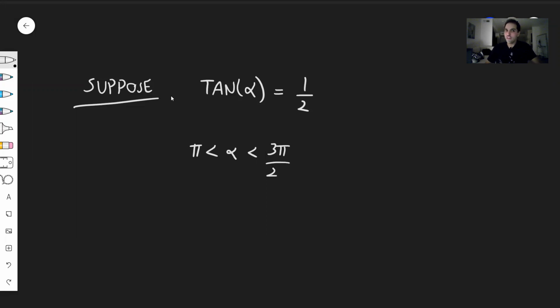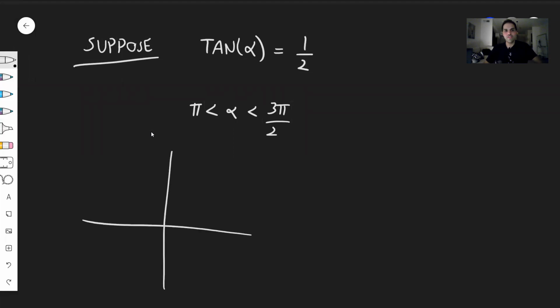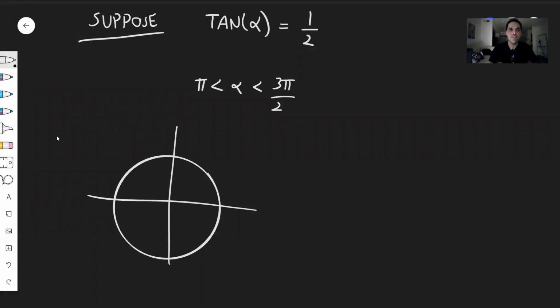Okay. Before we move on, let's draw a picture of this quadrant because it'll be very important in our problem. So again, if you have the unit circle, what this is saying is that the angle is between pi and 3π/2. So it's somewhere here. Alpha is somewhere here. In particular, we'll need this later. Cosine and sine of that angle are negative. So that's on the one hand. Suppose tangent of alpha equals 1/2.